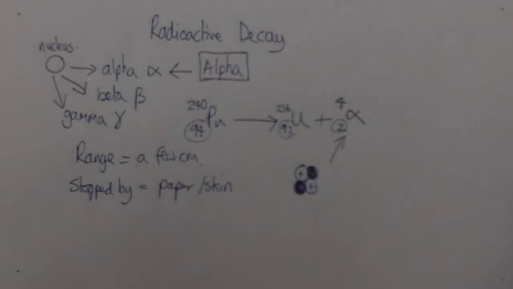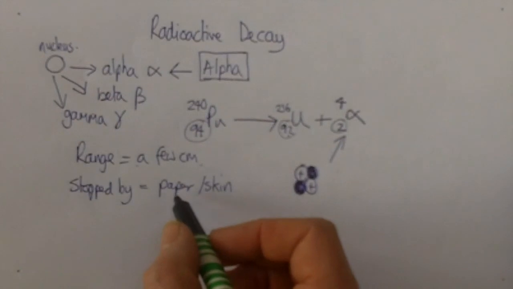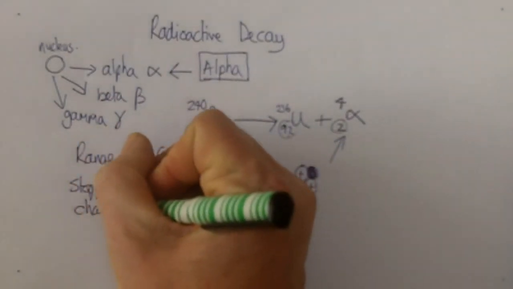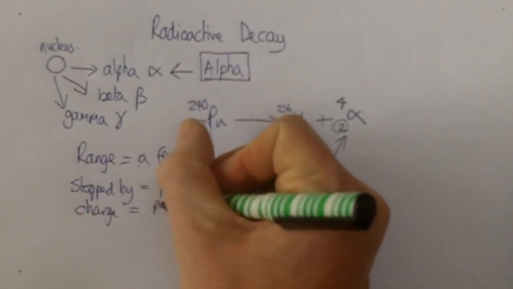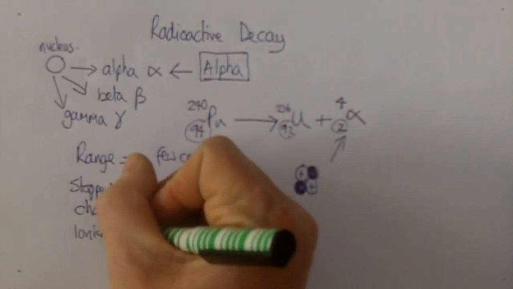The only way they can really cause you damage is if you inhale them, and then they are inside your body and they can contaminate you. So they don't travel very far, and they're stopped by paper or skin. Their charge is positive, and their ionizing power is very, very strong.